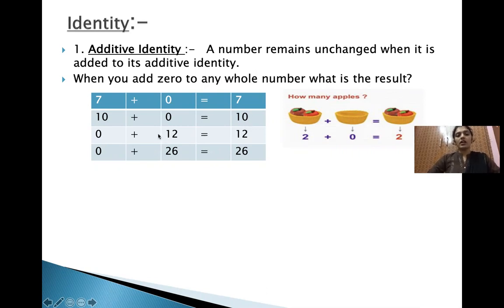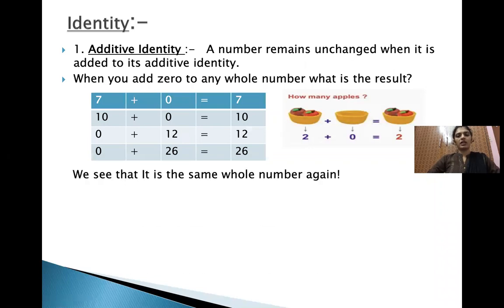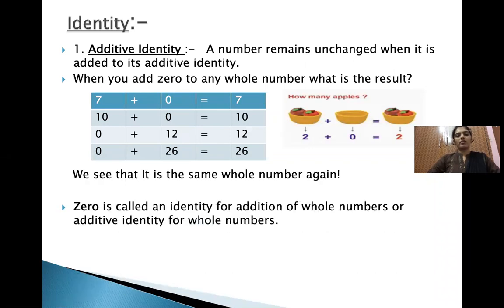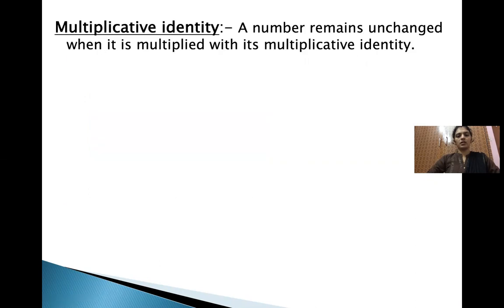This means if we add 0 to some number or add some number to 0, both are the same. So what do we conclude here? Here we conclude that 0 is the additive identity of addition for whole numbers.